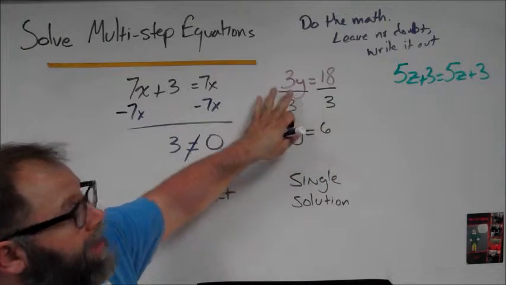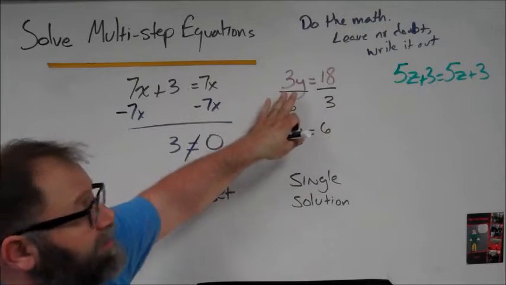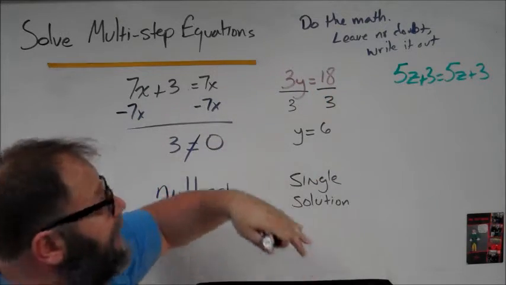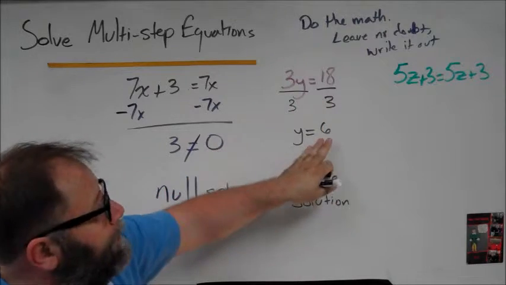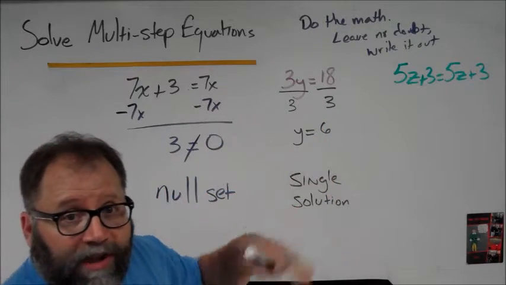If I put 4 in there, I have 12 equals 18. If I put 0 in there, I have 0 equals 18. If I put 10 in there, I have 30 equals 18. None of those are true. 6 is the single solution that will make that work.